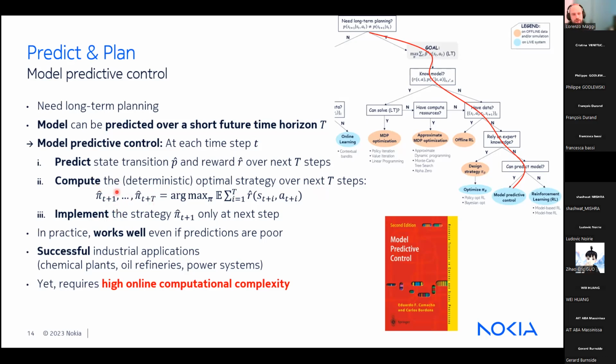And then throw everything away except for the action at the next step that you implement, and then you start all over again. You repredict everything, you recompute, and you implement. So this may seem reasonable and probably even overly naive, but actually it works very well in lots of industrial applications, and it's probably the sub-branch of reinforcement learning that, still a subjective claim, I've seen in many successful applications.